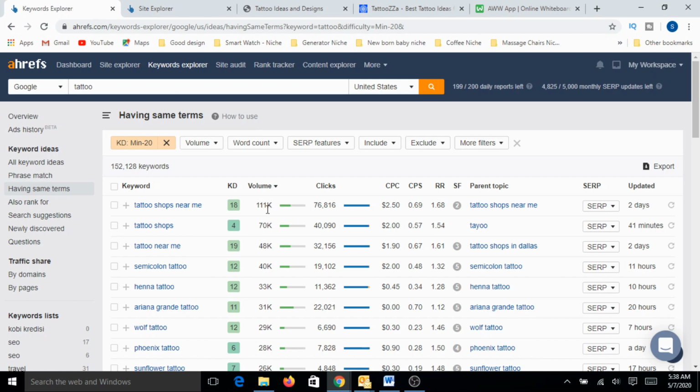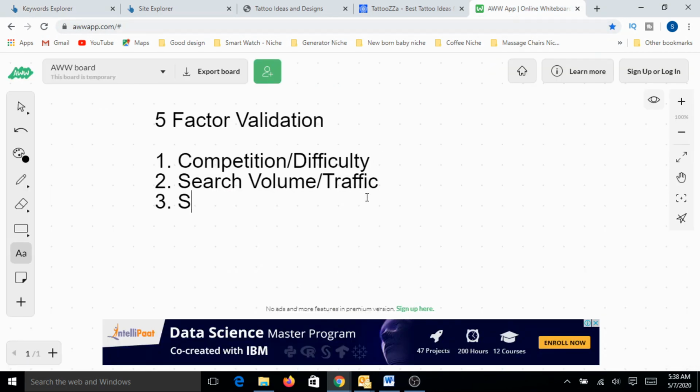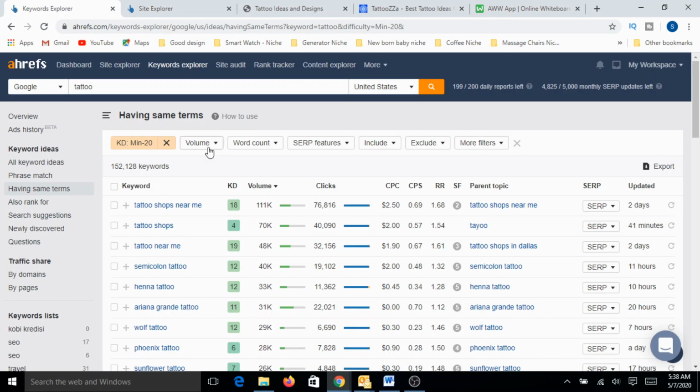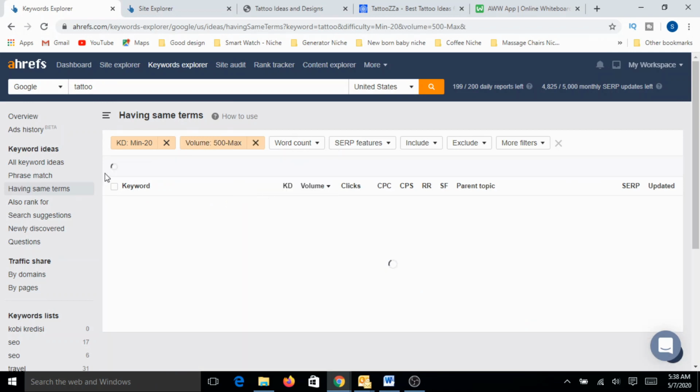Now the third validation, what we want to do is, so the third validation is basically scope for content. So let's filter this with minimum 500. Okay, what is scope for content? Scope for content is, once you pick the micro niche, you need to have enough topics to publish different articles.